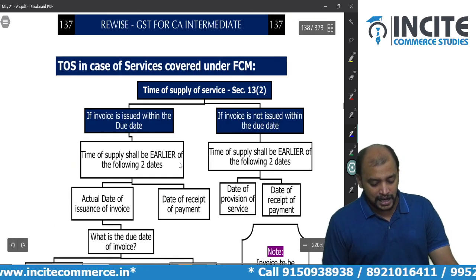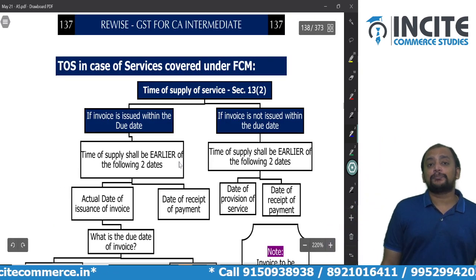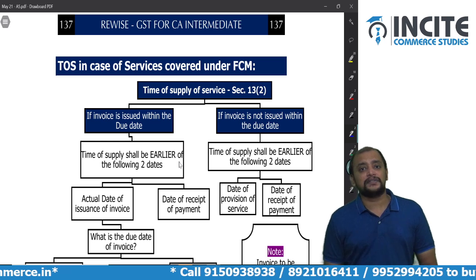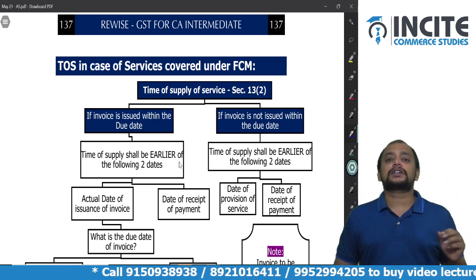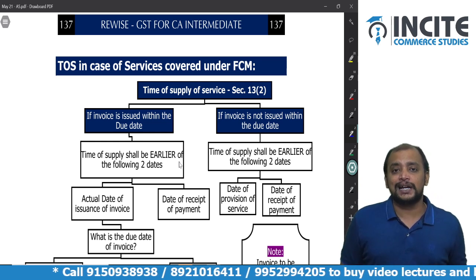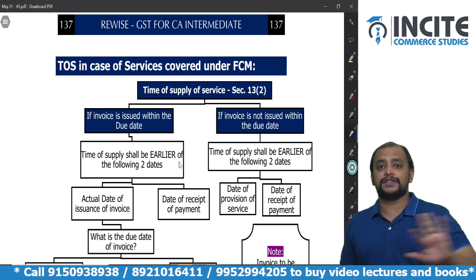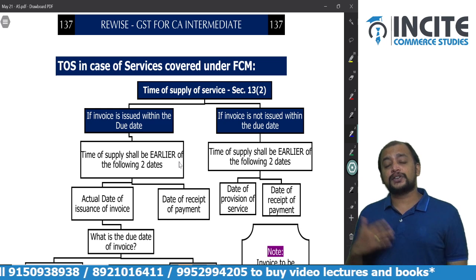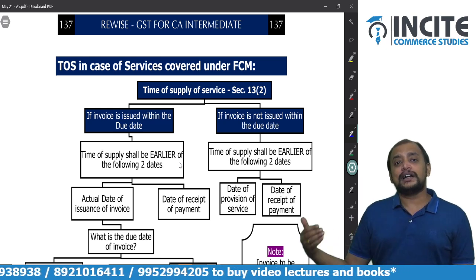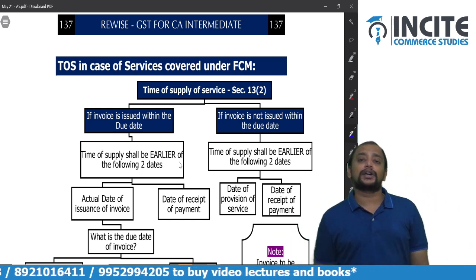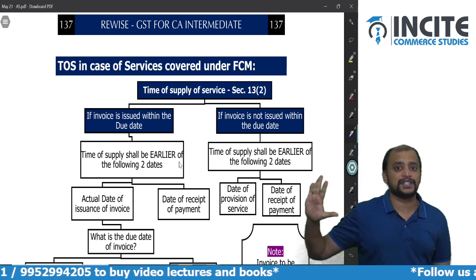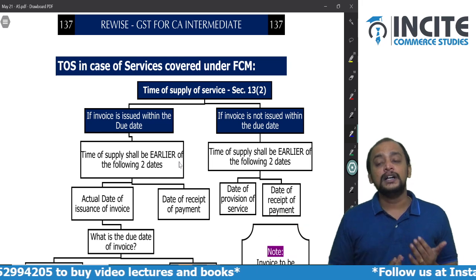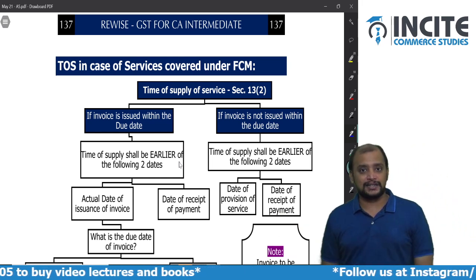Okay. Then next, time of supply in case of services covered under FCM. So I am doing a quick recap here. In case of goods covered under FCM, what should be taken? Due date of invoice or actual date of invoice, whichever is earlier. In case of goods covered under RCM, the date on which the recipient has received the goods, the date on which the recipient made payment to the supplier, or the 31st day from the date of invoice, whichever is earlier. Only 2 points.